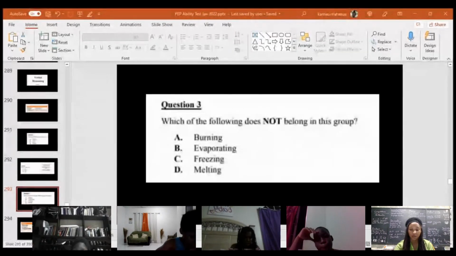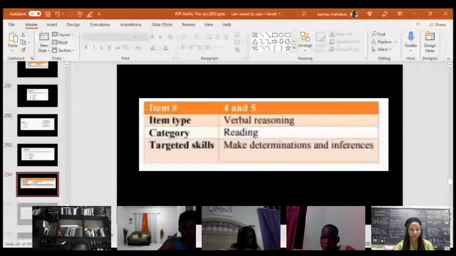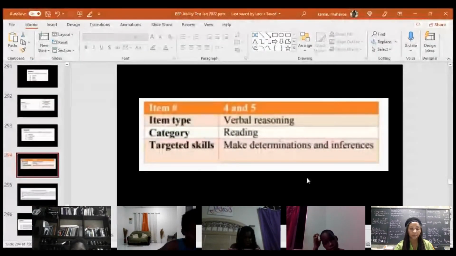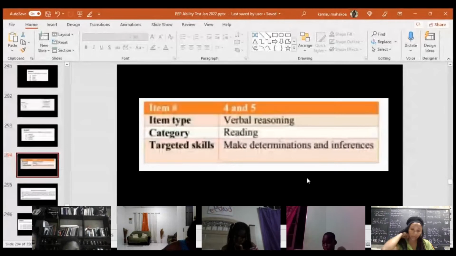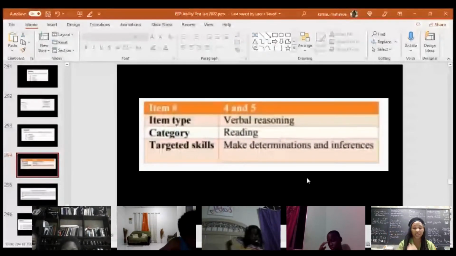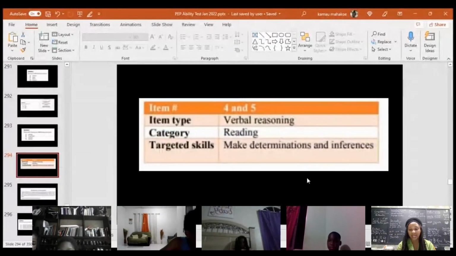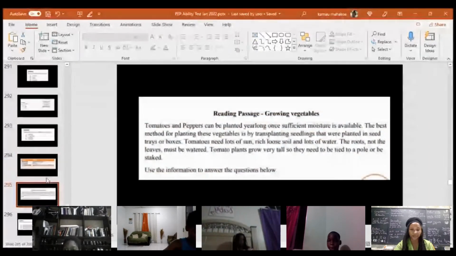All right, so let's go on. And Jaden, I'm going to ask you to read this one. Well, no, let me read this one first. Items 4 and 5 will be verbal reasoning. And the category is reading. Targeted skills: make determinations and inferences. So, based on the information that we're given, we can analyze it and come to conclusions, make inferences. All right, go ahead now, Jaden.